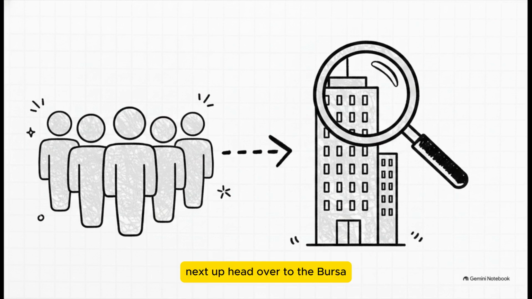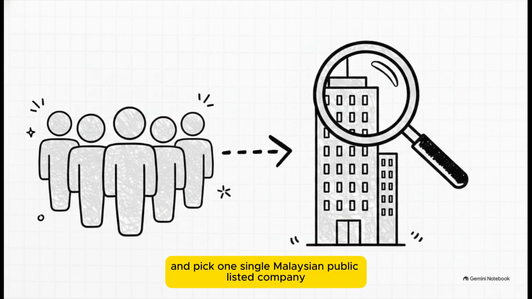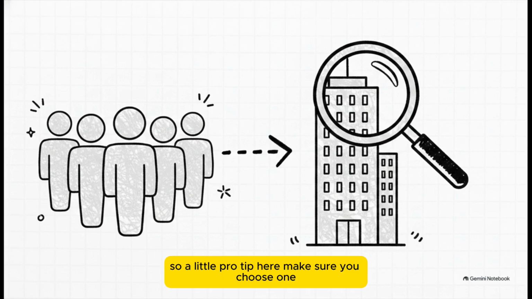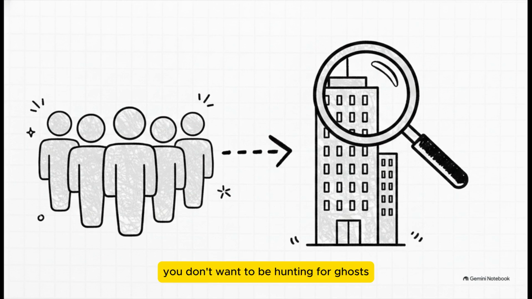Next up, head over to the Bursa Malaysia website and pick one single Malaysian public listed company. This specific company will be the entire focus of your analysis. So, a little pro tip here, make sure you choose one that actually has plenty of public data available regarding its management structure. You don't want to be hunting for ghosts halfway through the term.